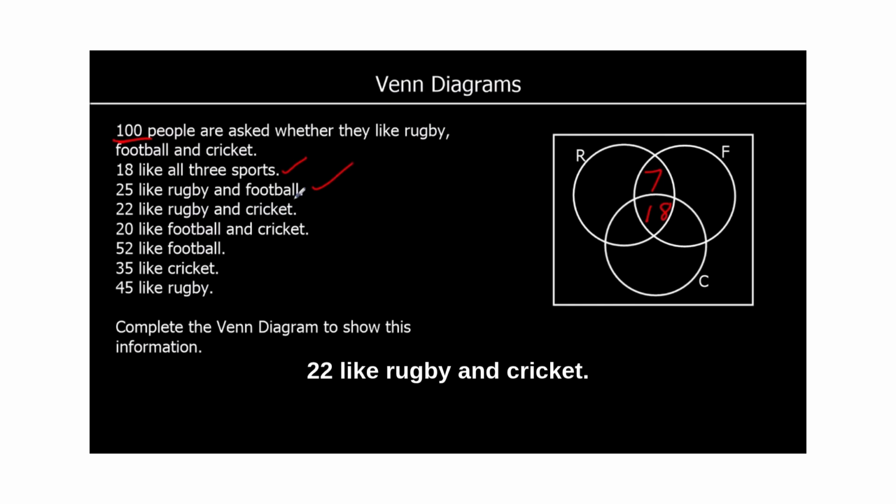22 like rugby and cricket. So we've already got 18. We need 4 more. 20 like football and cricket. We've already got 18. We need 2 more.